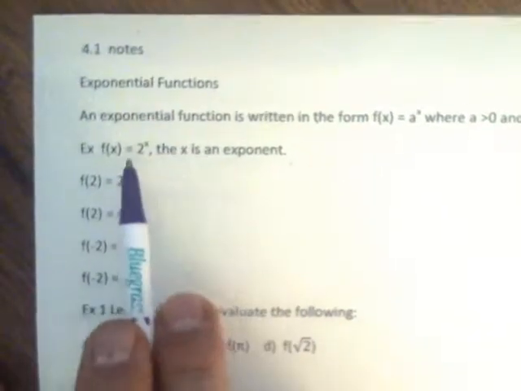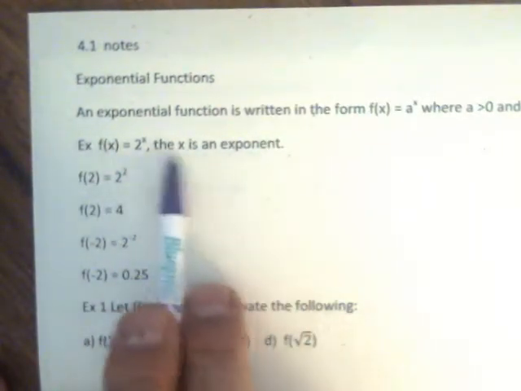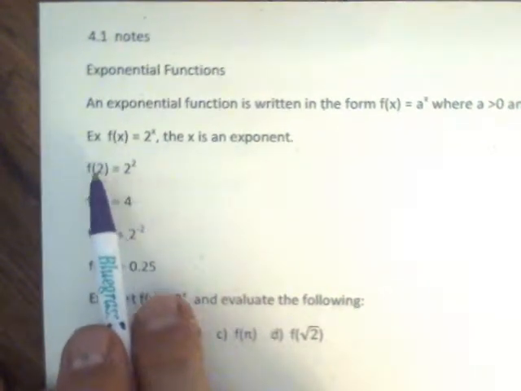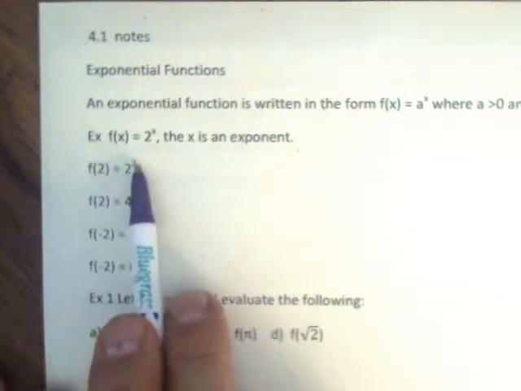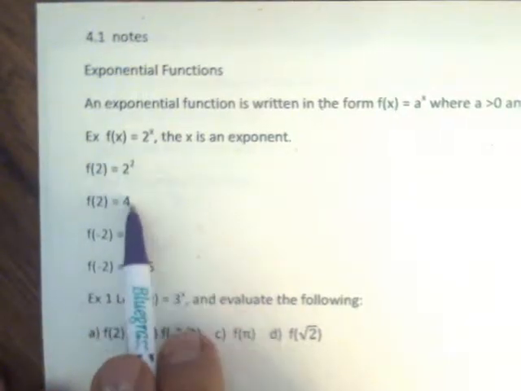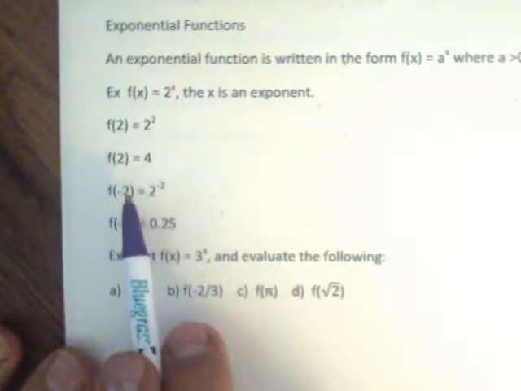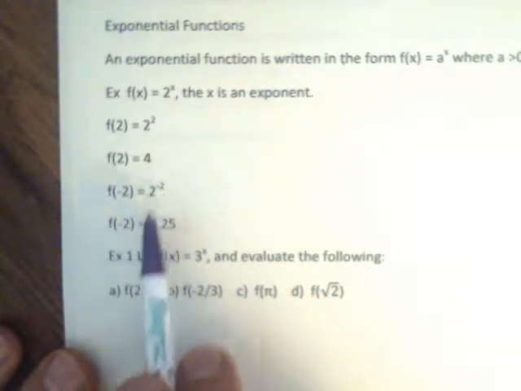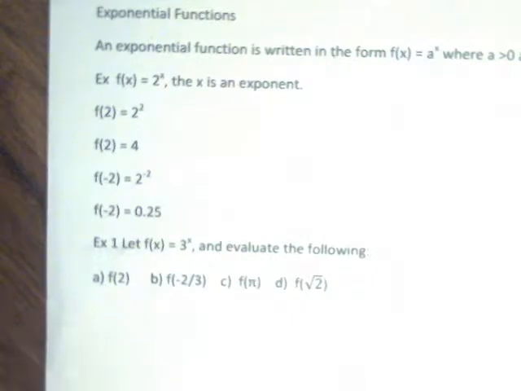So here's an example of an exponential function. Again, your x is the exponent. So if I wanted to find f of 2, 2 would go in for the exponent. 2 squared would be 4. If I wanted to find f of negative 2, it would be 2 raised to the negative 2 power to get 0.25.